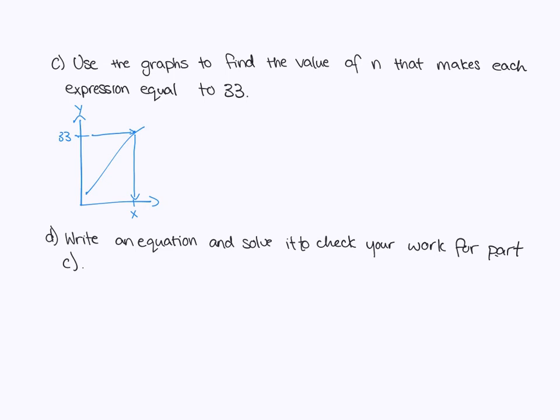Finally, question D asks you to write an equation and solve it to check your work for part C. So if you were to check the first question, the expression is 4n plus 1. And now to turn it into an equation, we need an equal sign, and we're trying to figure out what n value will equal, or x value will equal 33. So I'm going to help you solve this one.